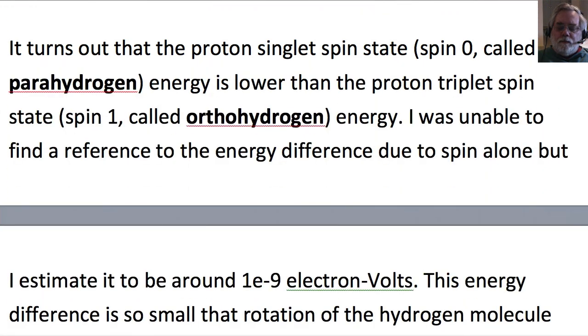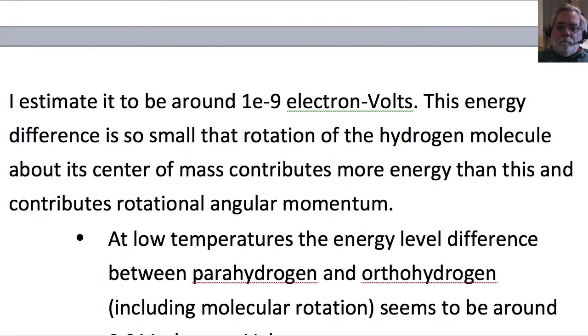It turns out that the proton singlet spin state, spin 0, which is called parahydrogen, has an energy level lower than the proton triplet spin state, spin 1, called orthohydrogen. I was unable to find a reference to the energy difference due to spin alone, but I estimated it to be around 10 to the minus 9 electron volts. This energy difference is so small that rotation of the hydrogen molecule about its center of mass contributes more energy than this and contributes rotational angular momentum.